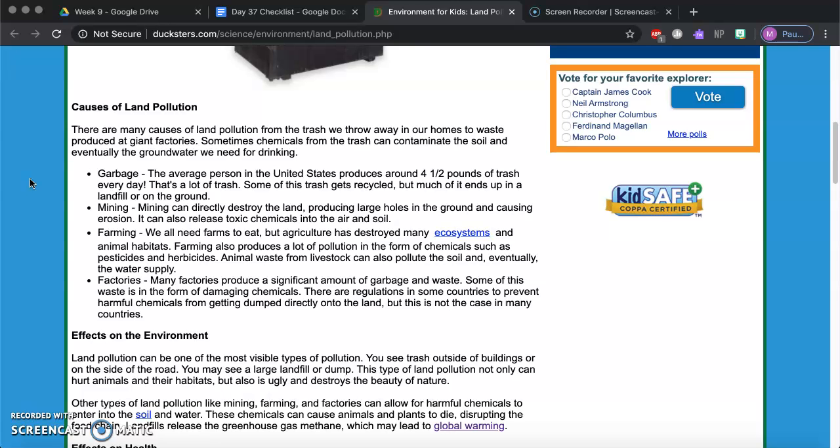Farming. We all need farms to eat, but agriculture has destroyed many ecosystems and animal habitats. Farming also produces a lot of pollution in the form of chemicals such as pesticides and herbicides. Animal waste from livestock can also pollute the soil and eventually the water supply. Factories. Many factories produce a significant amount of garbage and waste. Some of this waste is in the form of damaging chemicals. There are regulations in some countries to prevent harmful chemicals from getting dumped directly onto the land, but this is not the case in many countries.